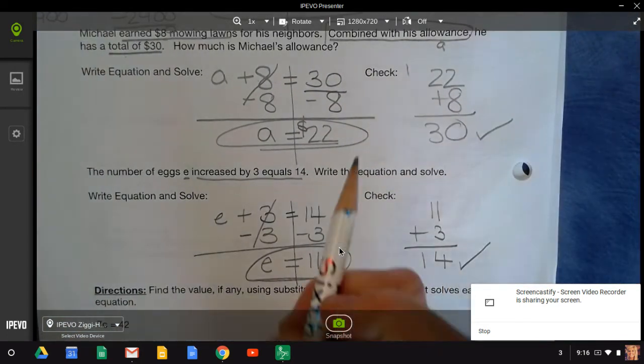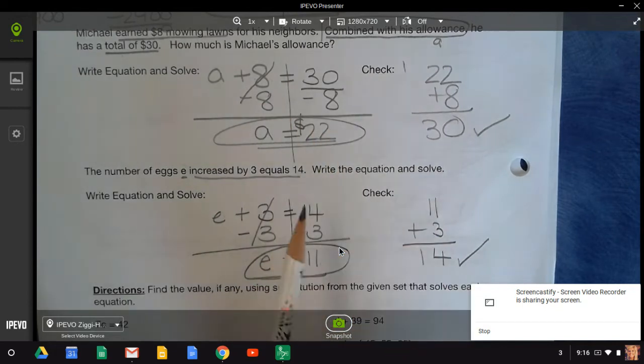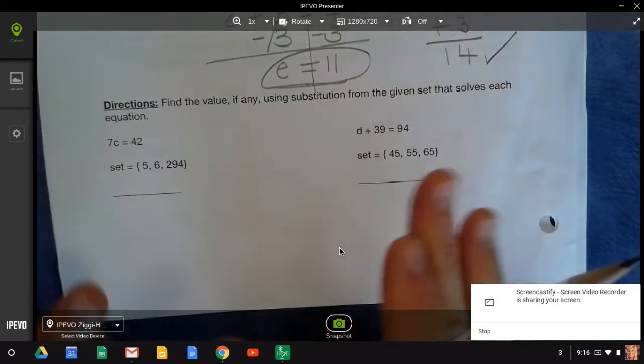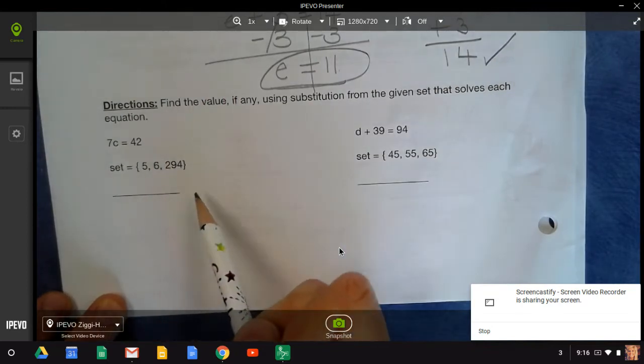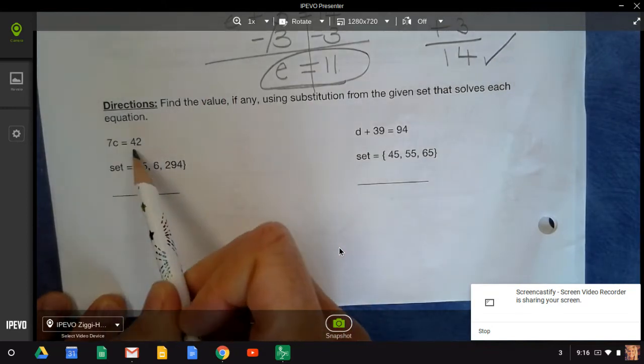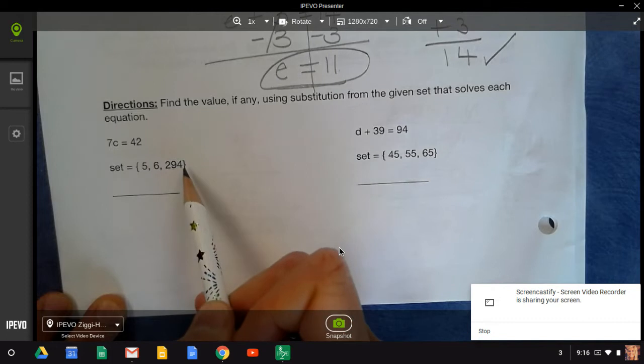In the past few days, we've used the inverse operation to undo equations or to isolate the variable and solve. Today, we're going to use what they give us in the set and substitute in for the variable to see if any of these numbers indeed work.